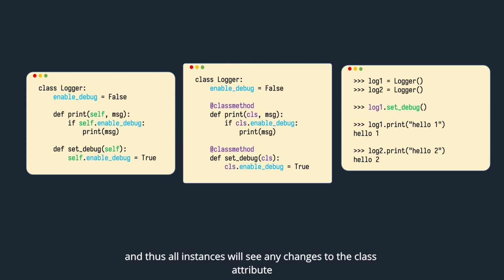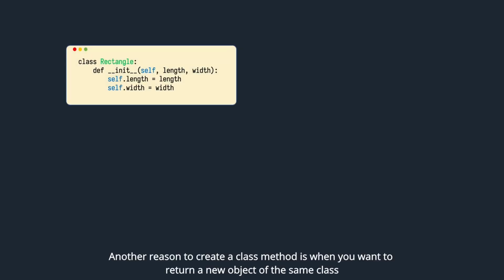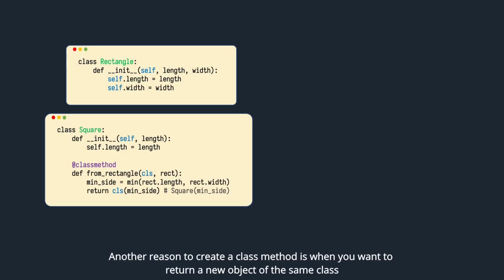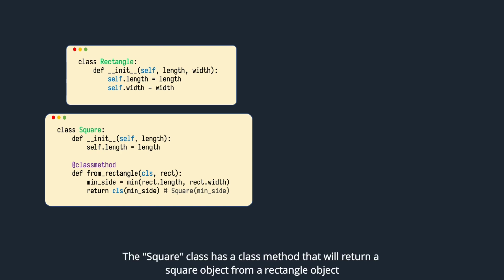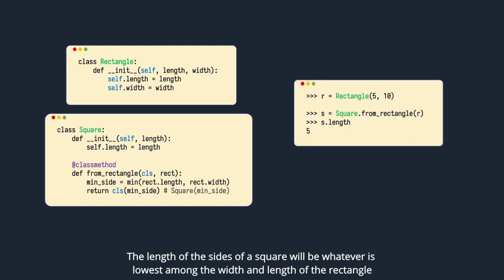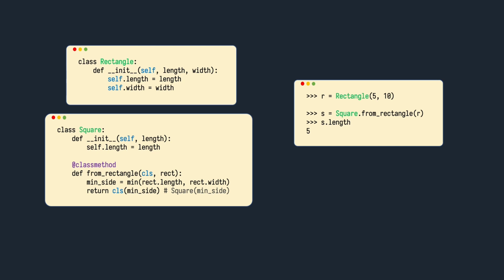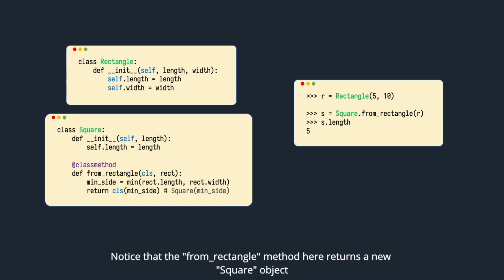Another reason to create a class method is when you want to return a new object of the same class. For example, here, I have a rectangle class and a square class. The square class has a class method that will return a square object from a rectangle object. The length of the sides of a square will be whatever is lowest among the width and length of the rectangle. Notice that the fromRectangle method here returns a new square object.